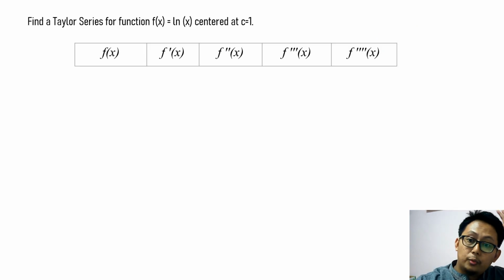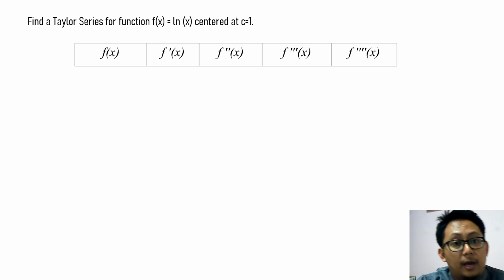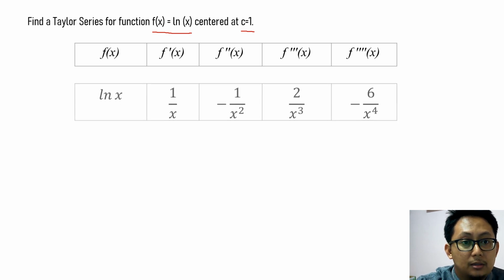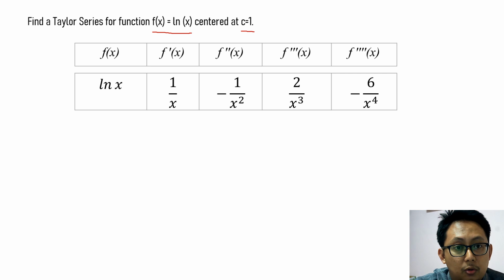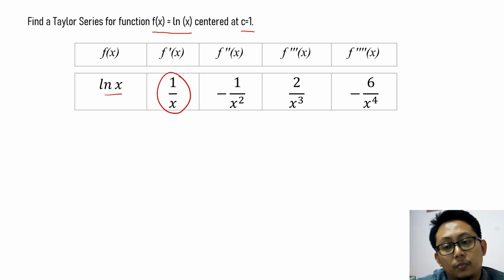So we can go to the example for the function f of x equal to ln x. The center point is c. Okay, you can check here. We know that f of x is equal to ln x because of this function. When we differentiate ln x, it is equal to 1 over x. You can check from calculus how we get ln x to 1 over x.